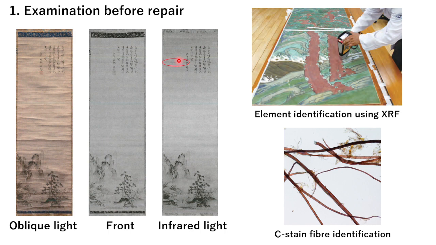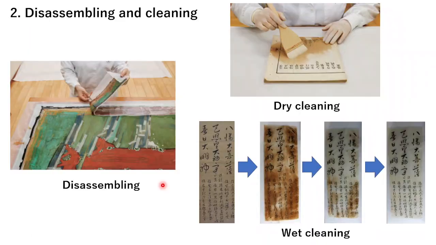As an object analysis, if collecting a very small amount of fiber sample is allowed, fibers can be identified like this with a C-staining solution to make sure of the species of fiber, and elements that make up the pigments can be identified by fluorescent X-ray analysis. Next, the painting paper is disassembled from the hanging scroll, separating the mounting fabrics.